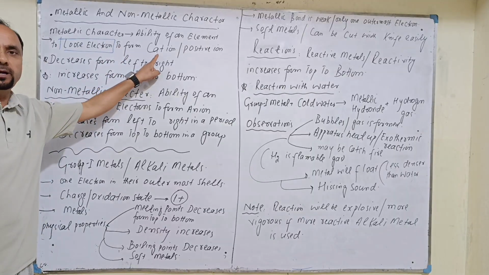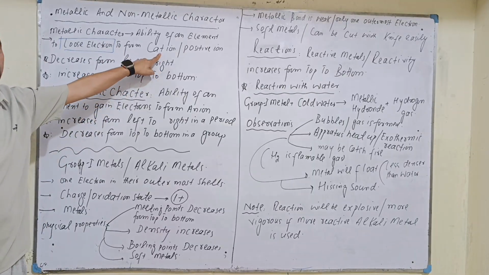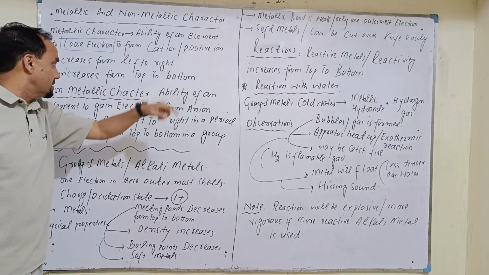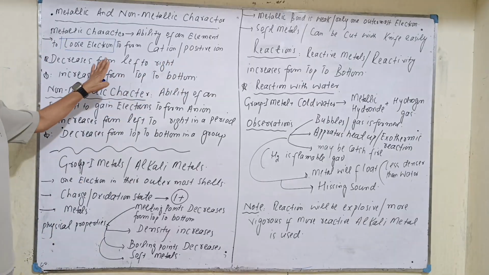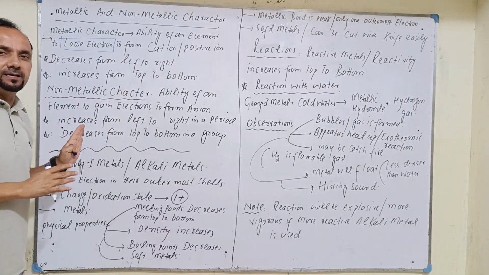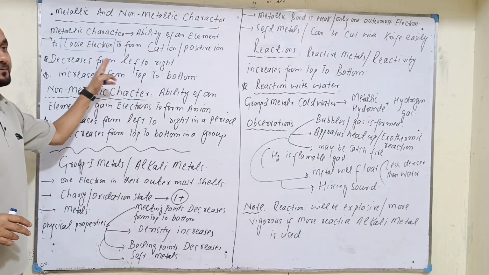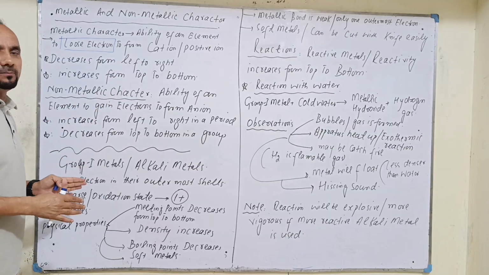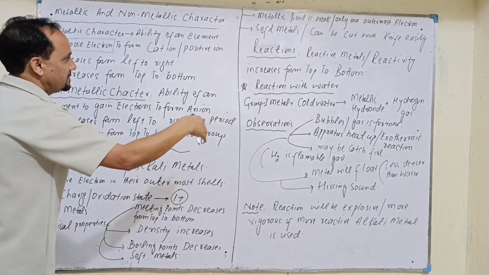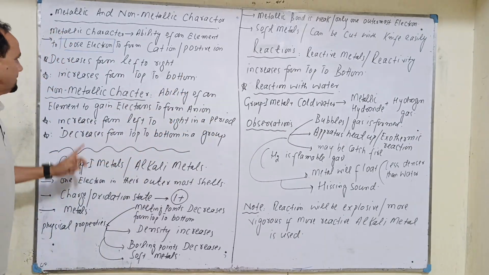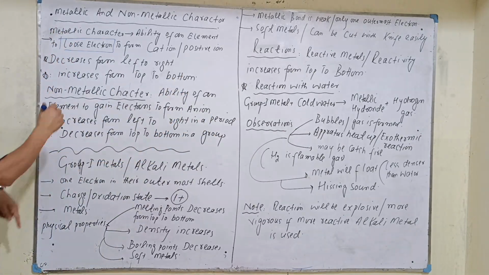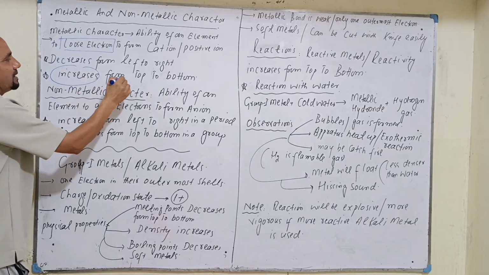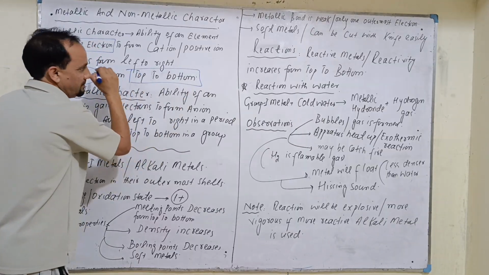And definitely when the atom loses an electron, it will form a cation, or you can say a positive ion. It decreases from left to right. That's why you can see metals on the left side of the periodic table or in the middle of the periodic table. On the extreme right, there are non-metals. And the metallic character increases from top to bottom.